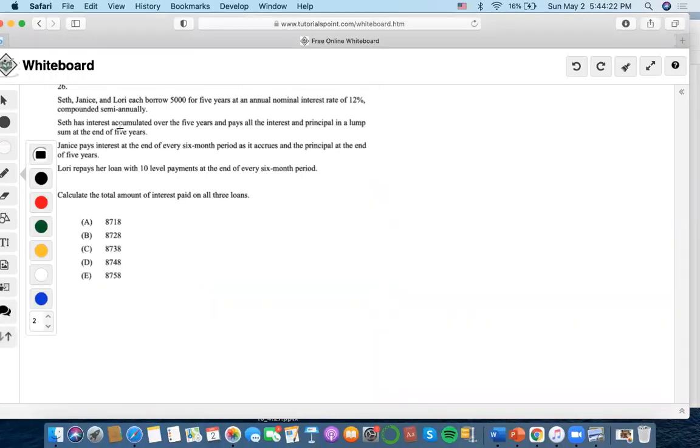Okay, for this one, it says Seth, Janice, and Lori each borrow $5,000 for 5 years at an annual nominal interest rate of 12% compounded semi-annually. And they give us three cases here, and it tells us to calculate the total amount of interest paid on all three loans. So we're going to have to find the amount of interest paid in each of these scenarios given three different people. Another thing to keep in mind is that a payment will always consist of interest plus principal. So we're going to utilize this concept as we go on, but let's start with Seth.